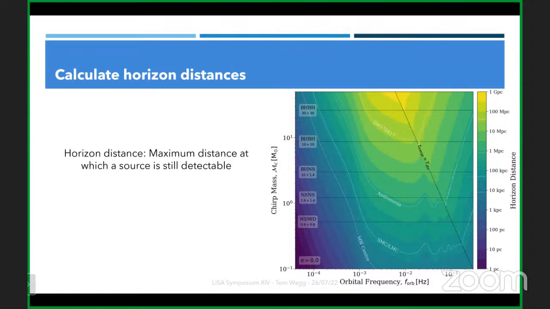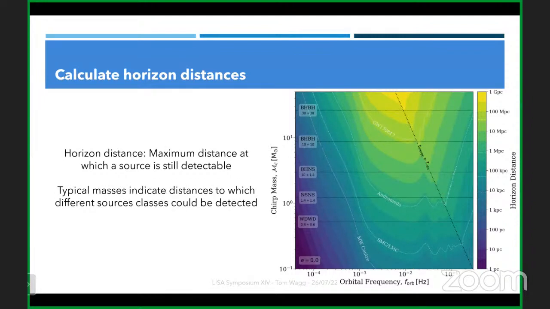What all these color contours are showing are those horizon distances. You can see it starts out at about one parsec, but goes all the way up to a gigaparsec, so there's a large range here. To guide your eye, we've added some typical masses to indicate distances at which these things could be detected. So you've got things like a double white dwarf with 0.6 plus 0.6 solar masses, but you've also got a 10 plus 10 binary black hole up there.